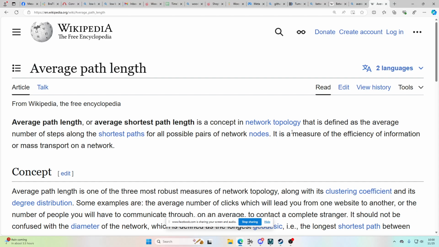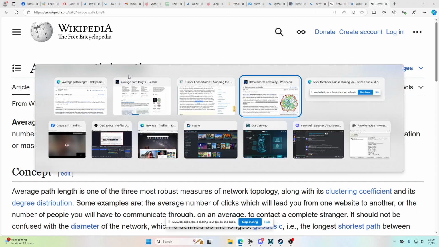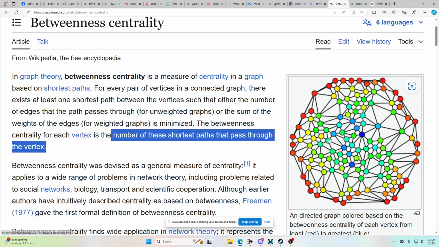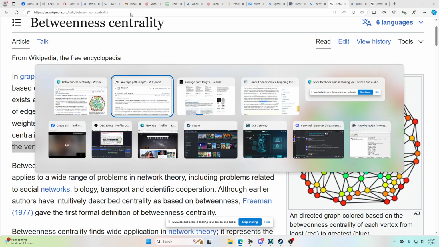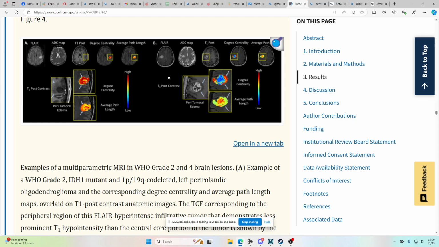So I guess what they did was, for each voxel in the tumor, they calculated the shortest path between it and every other voxel, and then they took the average length of all those and assigned that number to it. Then they do that to all the voxels as the central voxel, and that's how they come up with the shortest path centrality. And so that's how they came up with images like these.